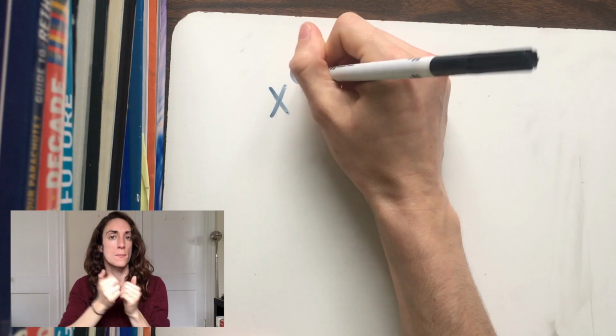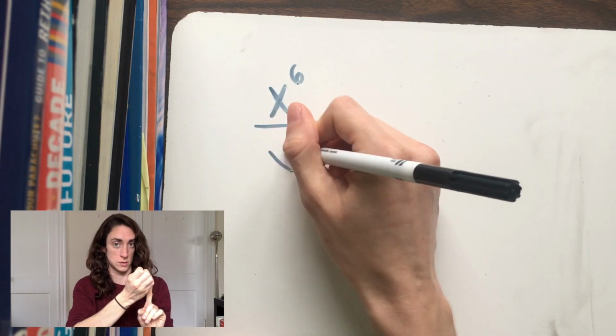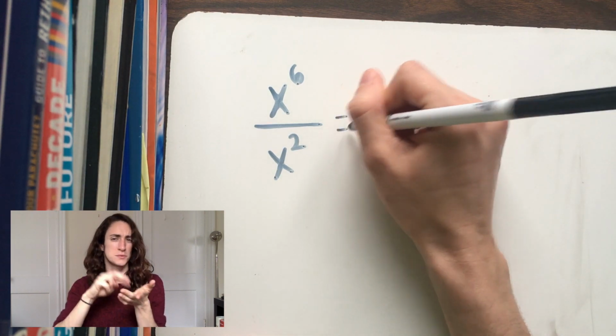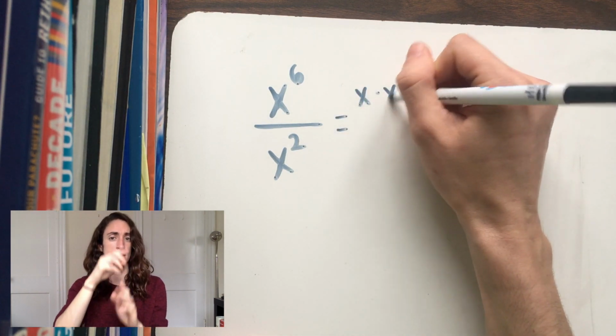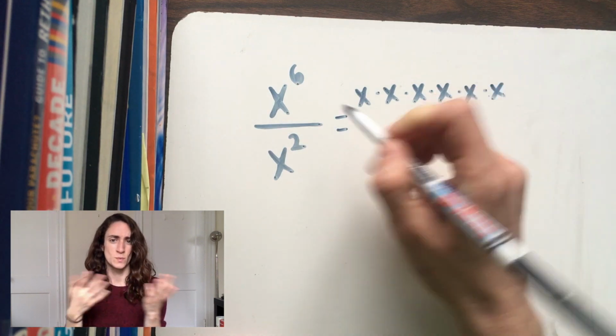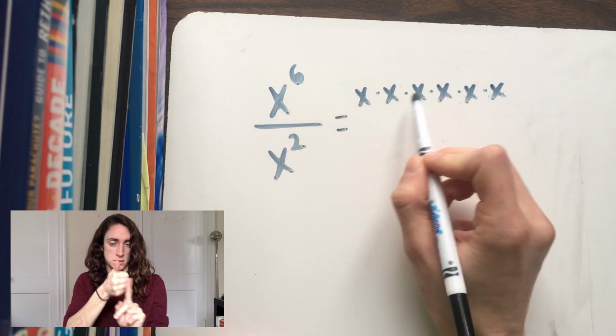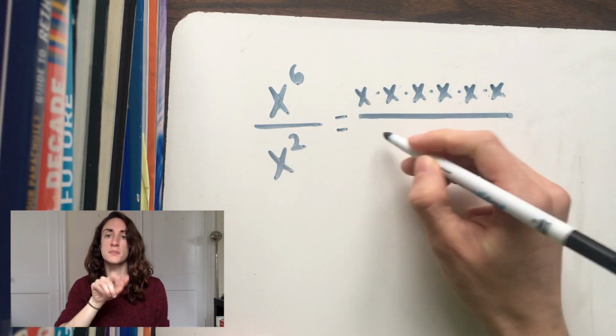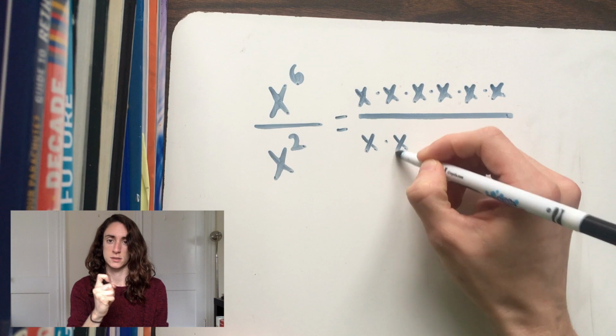In this video, I'm going to explain how to apply the properties of exponents to division. First of all, what do exponents mean? For example, this problem x to the 6th over x squared. Well, x to the 6th means x times itself 6 times. And similarly, x squared is x times itself twice. So we can expand this problem out to get a visual representation of what's happening.